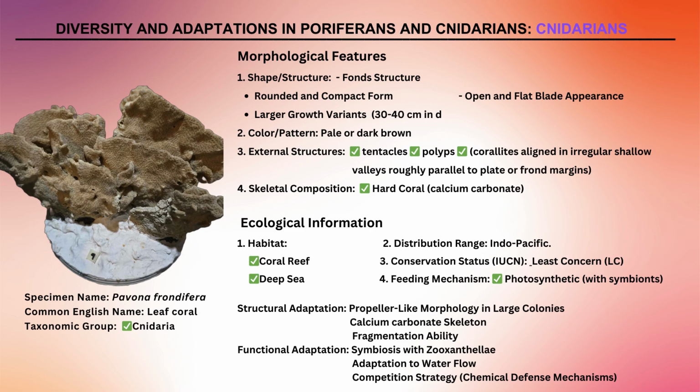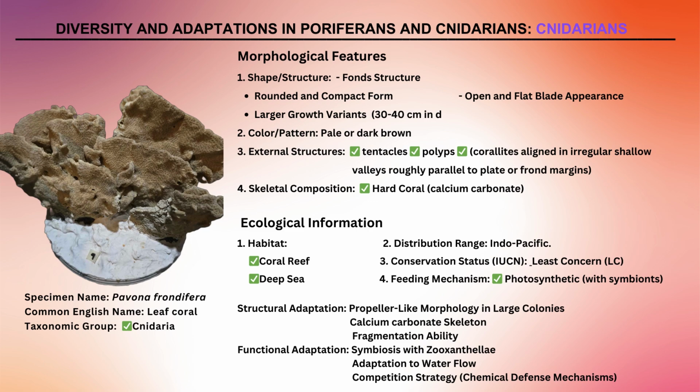For feeding mechanism, they exhibit photosynthesis with symbionts. Lastly, we are going to talk about their structural adaptation. So they have this propeller-like morphology in large colonies. The open, curved blade structure improves water flow, aiding in the delivery of nutrients and removal of waste. The calcium carbonate skeleton provides structural support and protection for the coral polyps from predators and from physical change as well. Lastly, the fragmentation ability. So these colonies can reproduce asexually through fragmentation, allowing detached pieces to settle and grow into new colonies, aiding survival in adverse conditions.